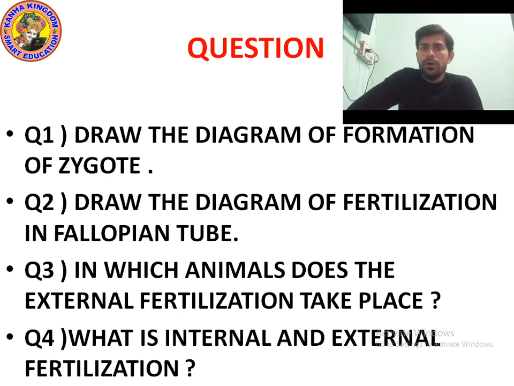Now question number 3 is, in which animals does external fertilization take place? External fertilization means outside. It happens in different animals like frog, fish, starfish, and so on.